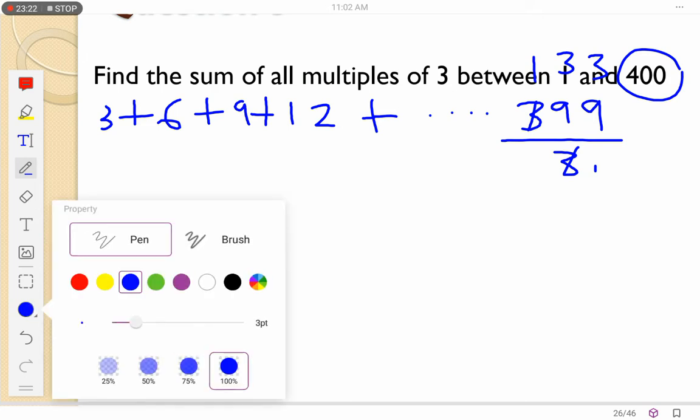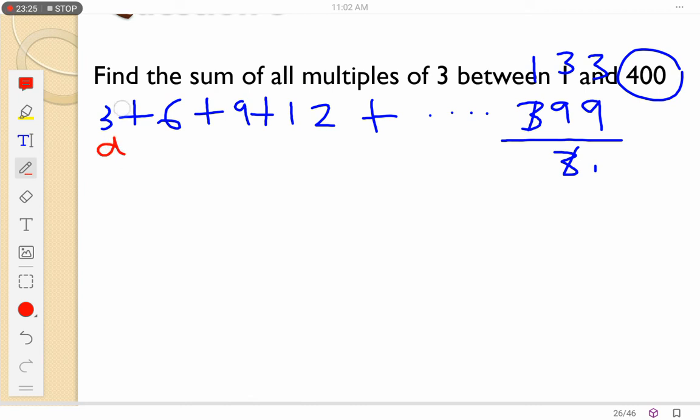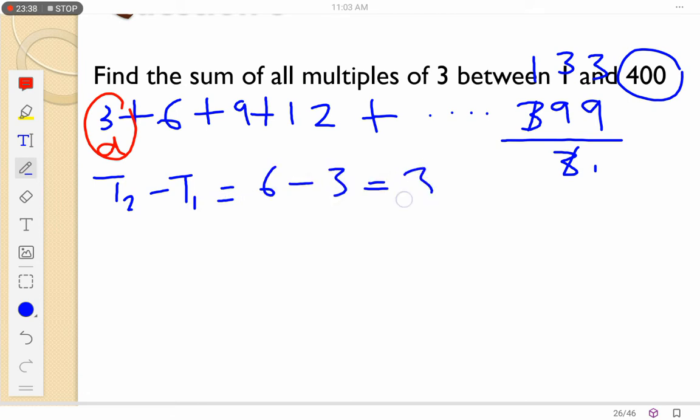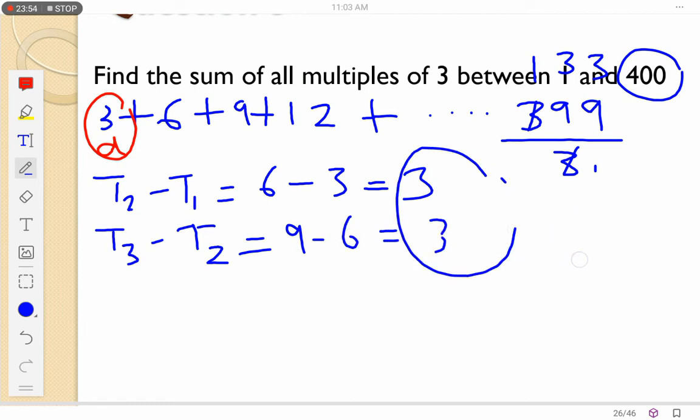Now, this is my first term, that's my A there. Do I have a common difference, my D? If I say T2 minus T1, what do I get? I've got 6 minus 3, I'll get a 3. If I say T3 minus T2, what do I get? I'll get 9 minus 6, I'll get 3. So here we've got a common difference. So this is our D there.